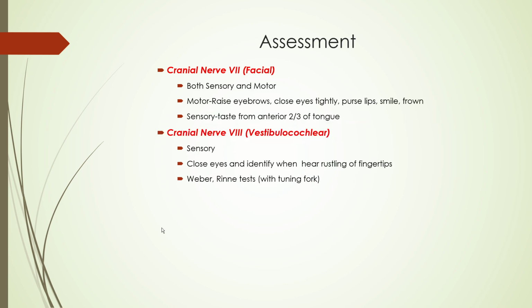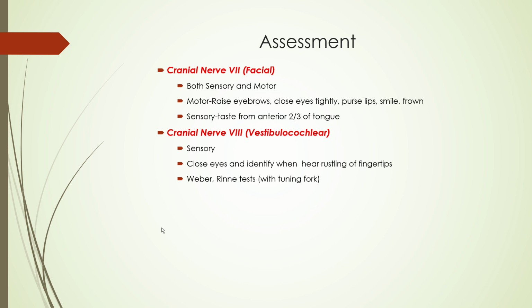Okay, so cranial nerve 7 is facial, so sensory and motor. With motor, we have the patient raise their eyebrows, close their eyes, purse their lips, smile, and frown. So that's how we assess for that. The sensory part is taste from a portion of the tongue, the anterior 2/3 of the tongue. The rest of the tongue is on a different cranial nerve, but that's how we would assess for sensory.